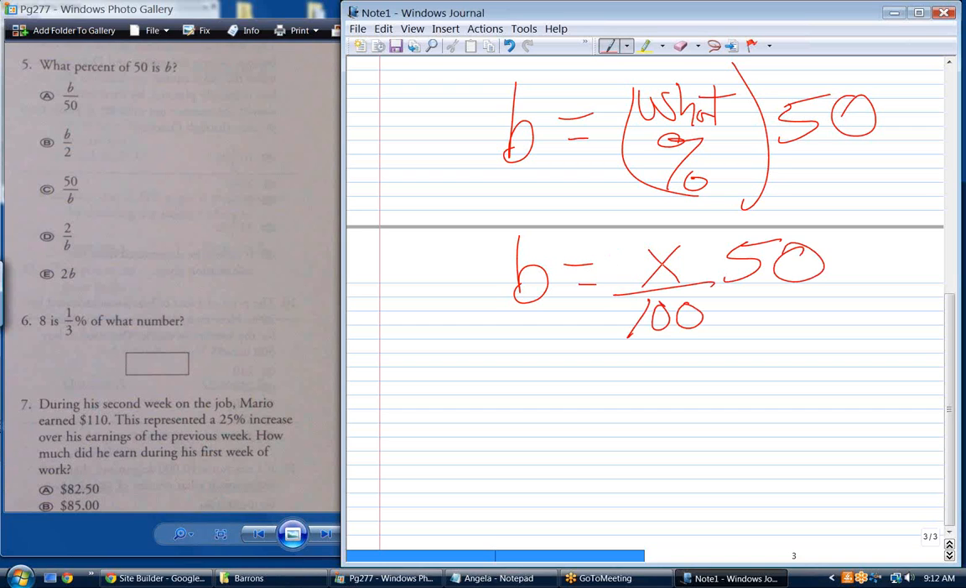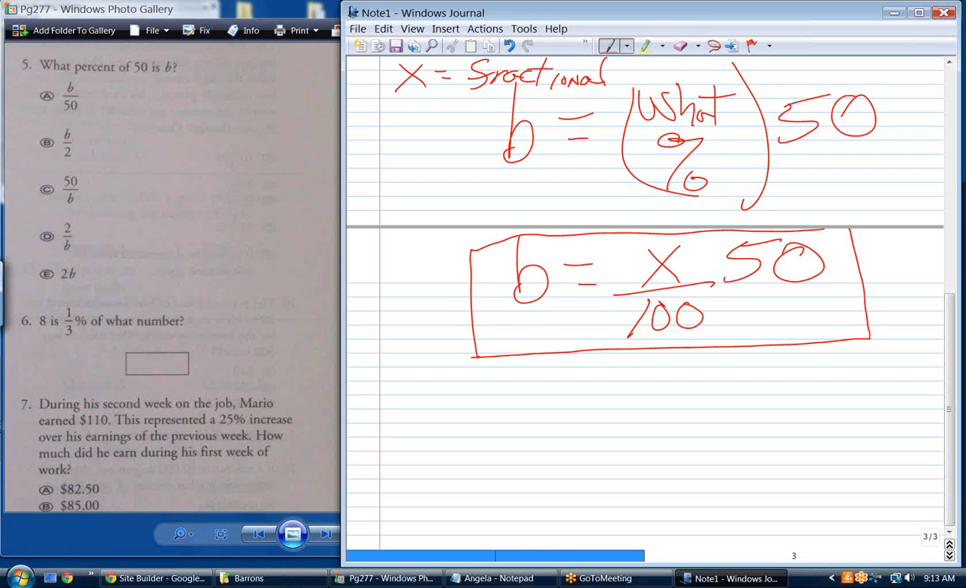if X is the decimal, and here again we have a word problem that's important to define our variables, X equal fractional. So that when I go to solve my equation, what percent of 50 is B? Well, if I solve, let's not spend too much time on this problem because this is worded so strangely that I doubt you're going to see it a lot. But if we solve for X here, we get X equals 2B.